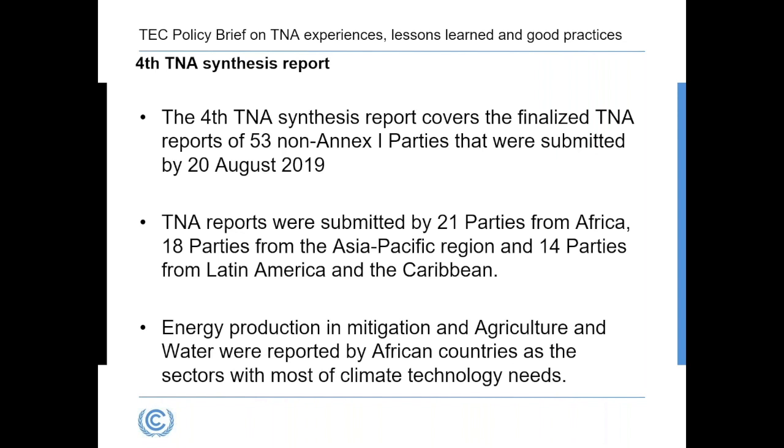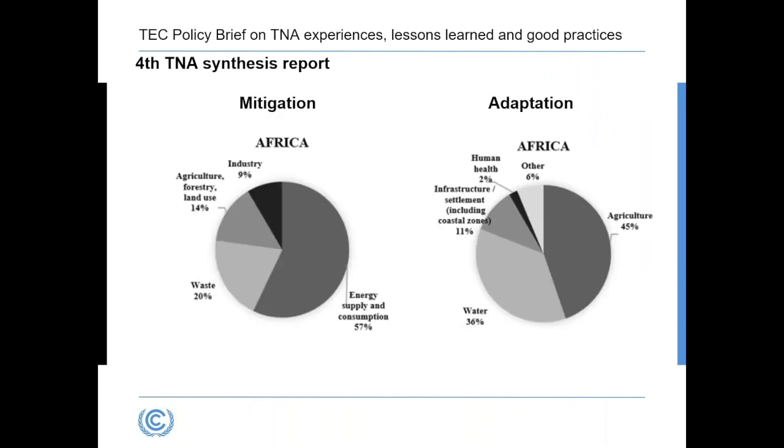And Sara said that, and I will repeat in the sectors, because this is where I will also continue. You can look at energy production in mitigation, and agriculture and water in African countries. And you will have some pie charts where you can see the shares. So you have mitigation, where a majority share is going to the energy supply and consumption sector, and waste and agriculture for energy production. And then in adaptation, agriculture and water are almost closing the circle. So you may see that this is where the needs are basically for us in terms of climate technologies.